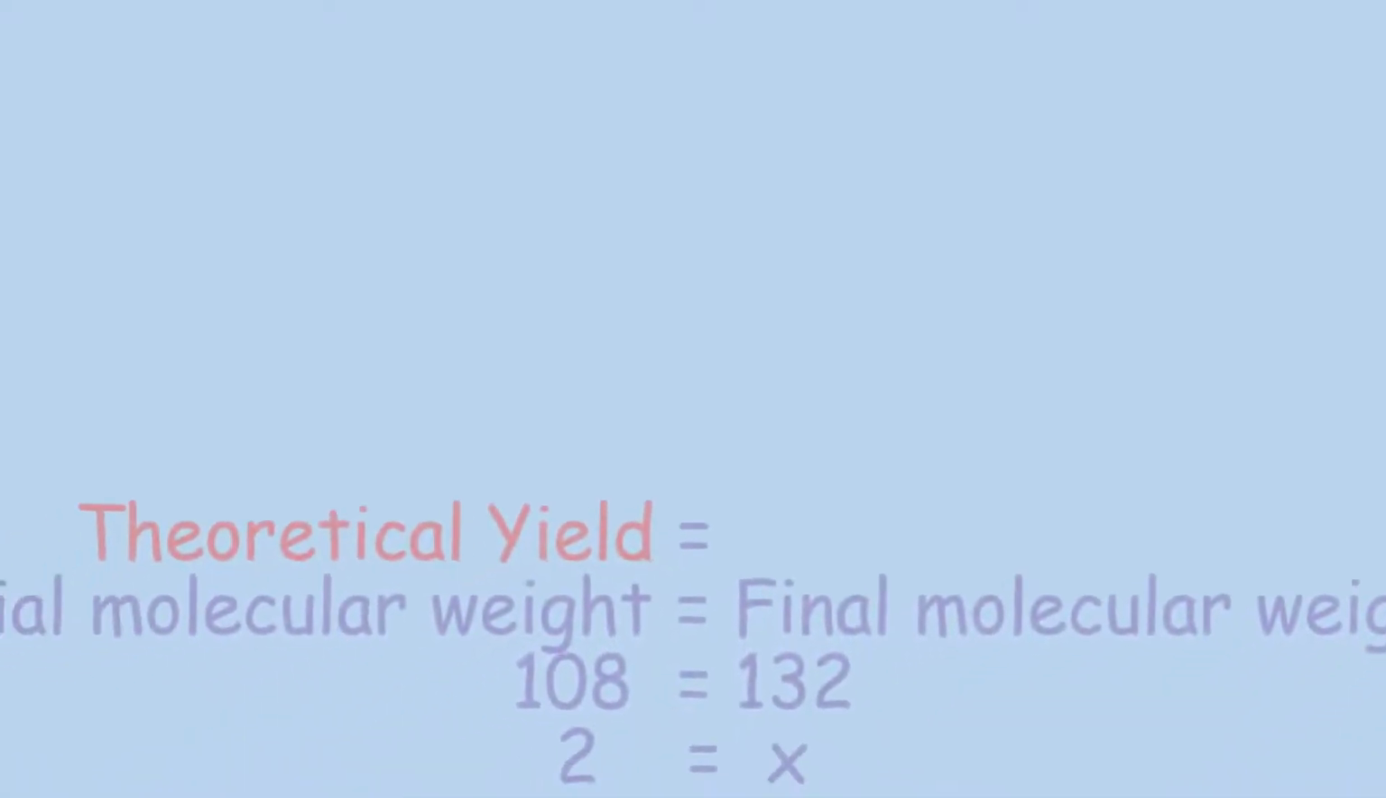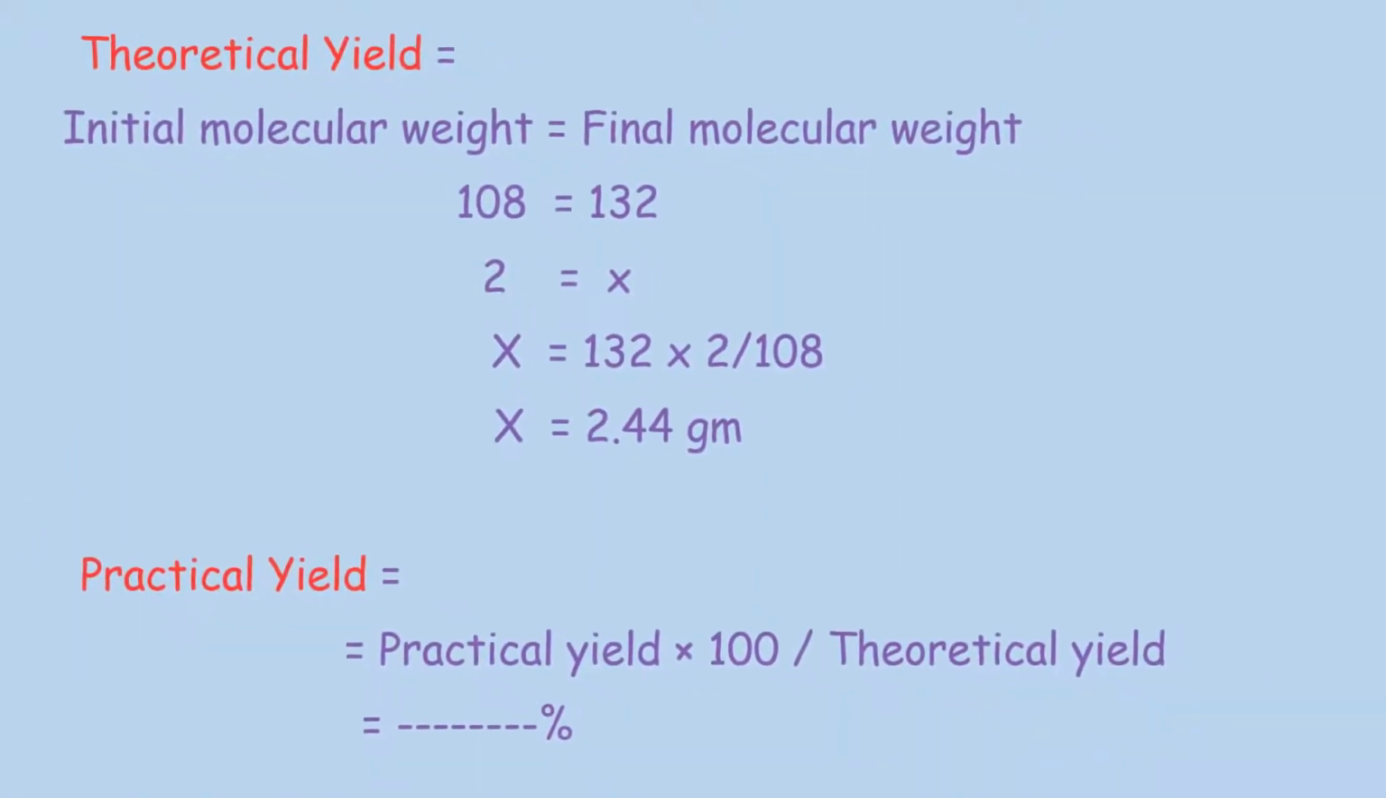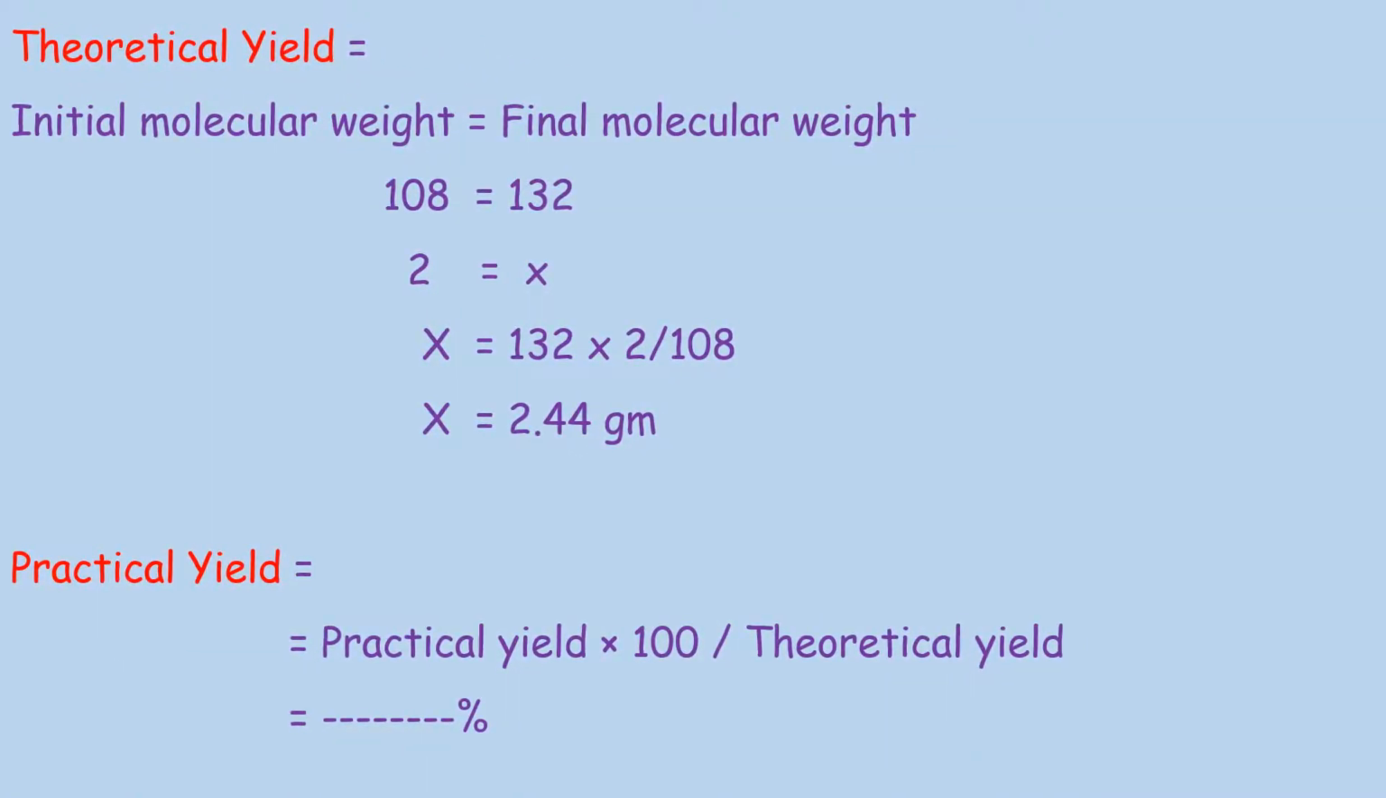Calculate its theoretical weight and from that calculate the practical yield. For the theoretical yield, the initial molecular weight is compared with the final molecular weight. The initial molecular weight of OPD is 108, the final molecular weight of 2-methylbenzimidazole is 132. So in that ratio for the 2 gram quantity, the theoretical yield will become 2.44 gram, and calculate the practical yield from the theoretical yield.